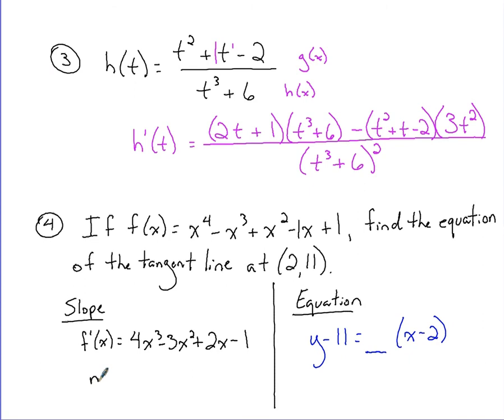That means I could say that m equals, using f prime as my formula, 4 times what cubed? What's the x value at the point? 2. So it's going to be 2 cubed minus 3 times 2 squared plus 2 times 2 minus 1. So take what x is at the point, plug it into your derivative to find the slope. We calculate that all out. We should get 23, I believe. And if we get 23, we can insert that in over here to our equation, and now we found the equation of the tangent line.